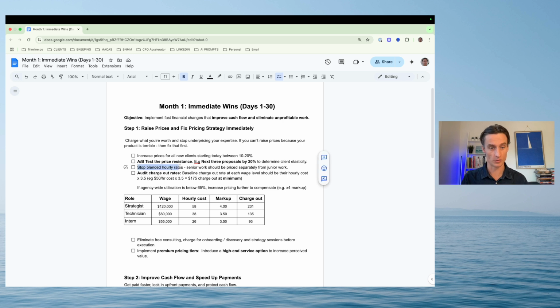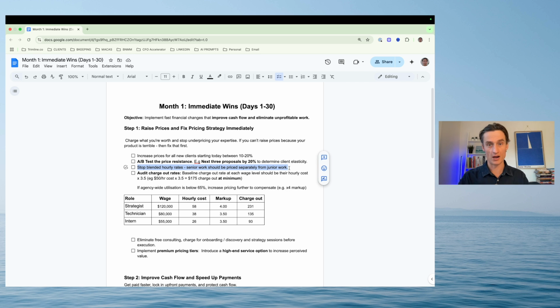The next one is stopping blended hourly rates. So this is a big killer, especially as an agency grows and the people who have been with you for a while get pay rises because they're great and they're awesome. We want to keep them, but their hourly charge out rate does not go up, and you are losing margin in that deal. And so we need to have a higher rate for the higher paid people.